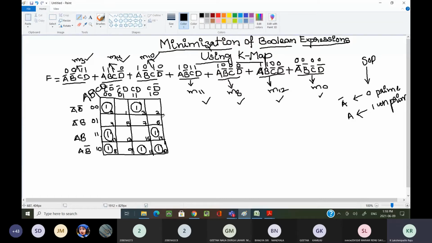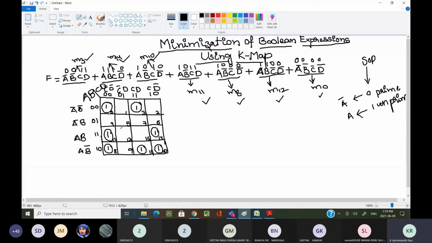We have filled the map with each and every min term in the given canonical standard form. After filling the map, what do we have to do? We have to group the adjacent ones. Always remember, whenever we are minimizing using the K-map method, we have to check for the highest possible reduction of variables.